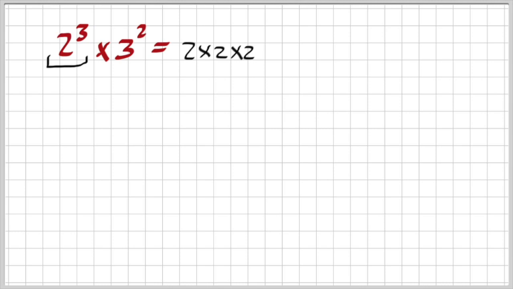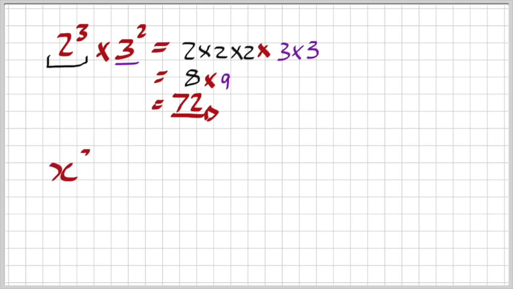2 to the 3 is simply 2 times 2 times 2. And if I multiply that by 3 squared, well, that's 3 times 3. Can we write this as one exponent? No, we can't. So we are going to have to go back and actually calculate this. That 2 times 2 times 2 is 8, and 3 times 3 is 9. So the answer is 72. So does my shortcut, my spidey sense, work when the bases are not the same? No, it doesn't.